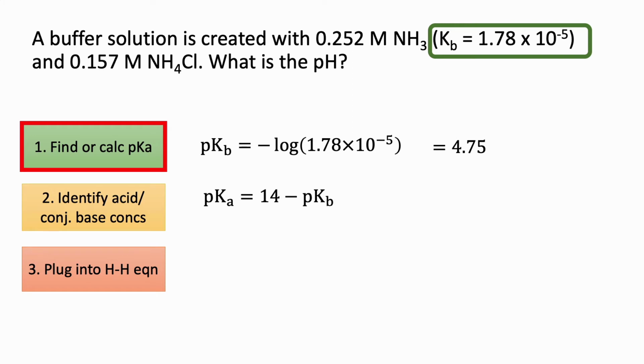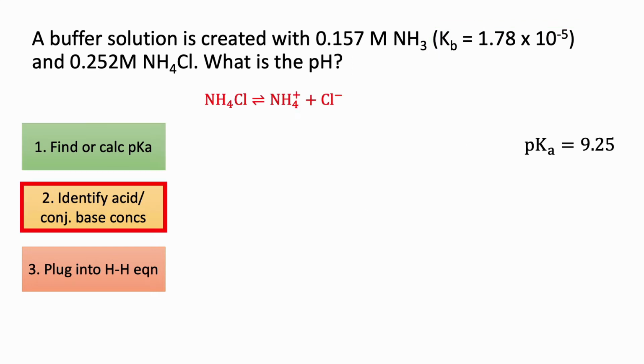Then we can calculate our pKa because the pKa is 14 minus pKb, and that gives us a pKa for ammonium of 9.25. So now we have our pKa, and now we get to identify the acid and conjugate base concentrations. So we have NH4Cl and NH3. Now NH4Cl, remember, is a salt. It will dissociate into NH4 plus and Cl minus. And so NH4 plus is going to be our acid because that has an extra proton compared to ammonia, NH3.